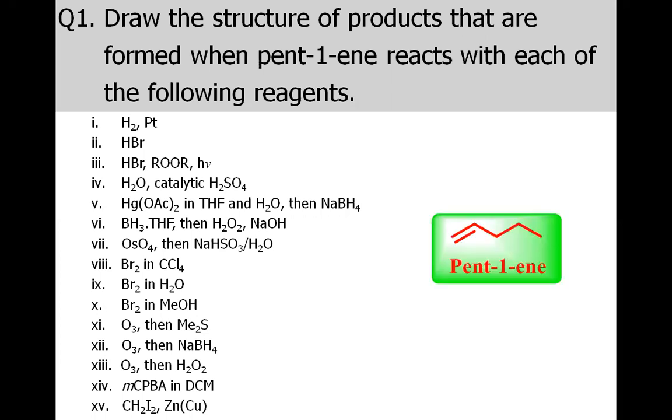So this is the structure of pent-1-ene, because pent-1-ene means a chain of 5 carbons with a double bond between the first and the second carbon. So now let us discuss these 15 reactions sequentially.